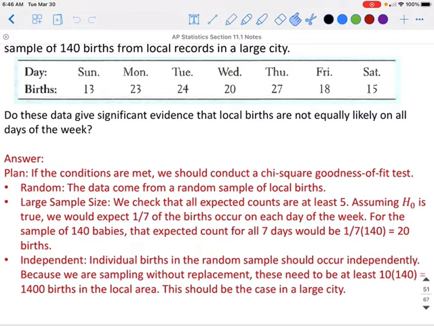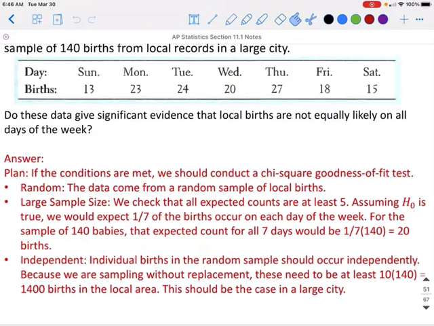Assuming the null hypothesis is true, we would expect 1 out of 7 births to occur on each day of the week. For the sample of 140 babies, the expected count for all 7 days would be 1 over 7 times 140, or we would expect 20 births each day.